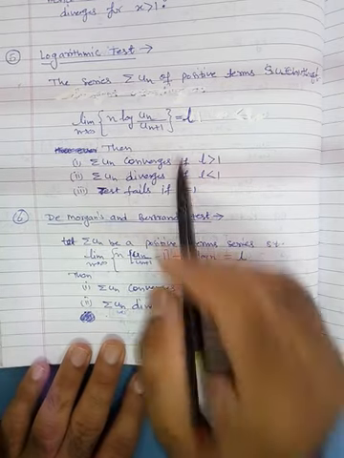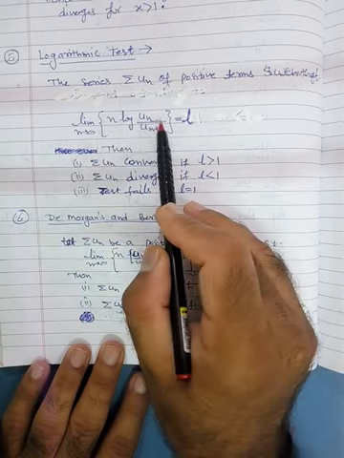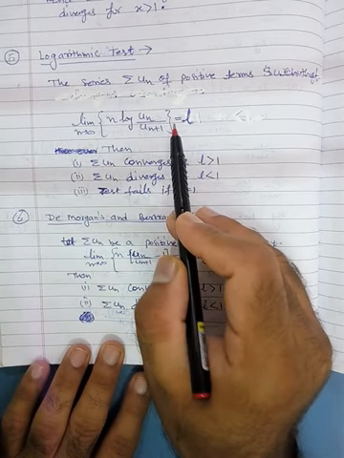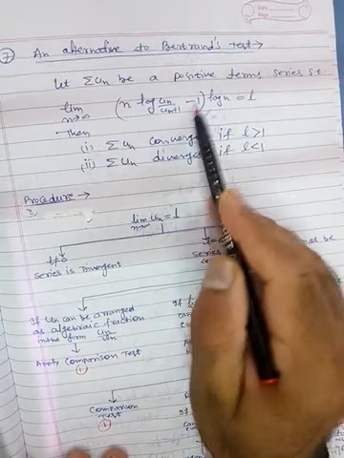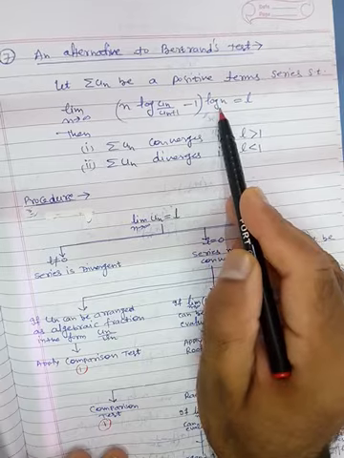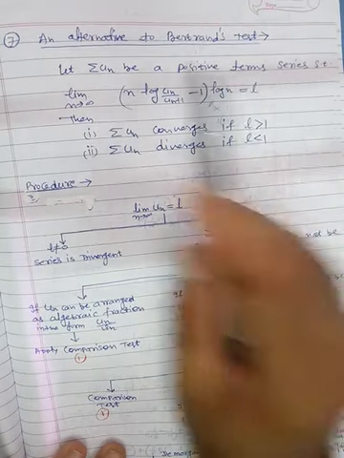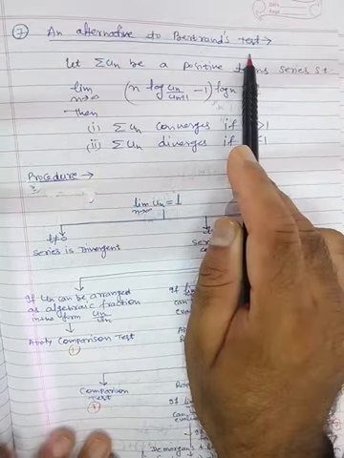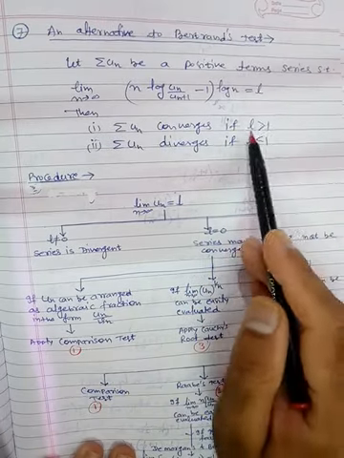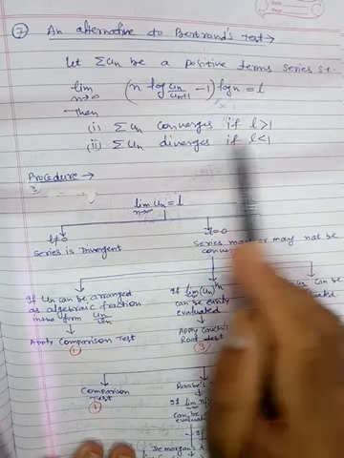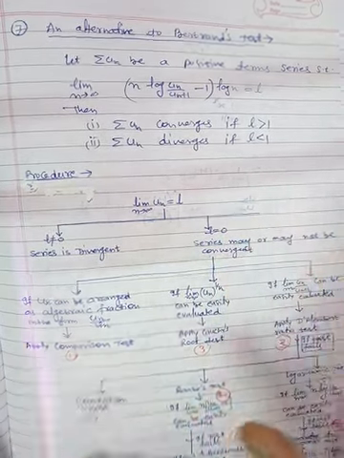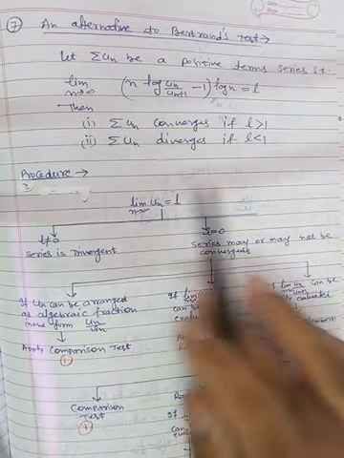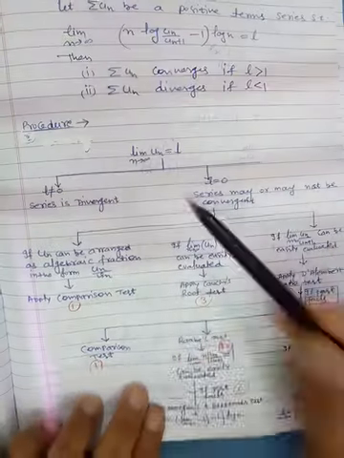Fine. Similarly, for the logarithmic test, just subtract 1 and then multiply by log n. So this is the logarithmic test. Subtract 1 and then multiply by log n. This is equal to L. This is called the alternative to Bertrand's test. Fine. Now if this limit L is greater than 1, the series converges. If L is less than 1, the series diverges. Fine. So this is all about the tests.